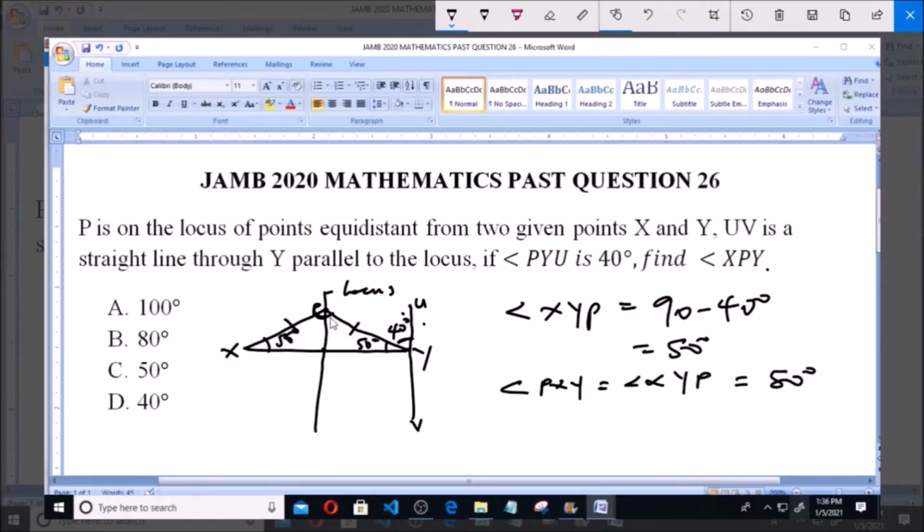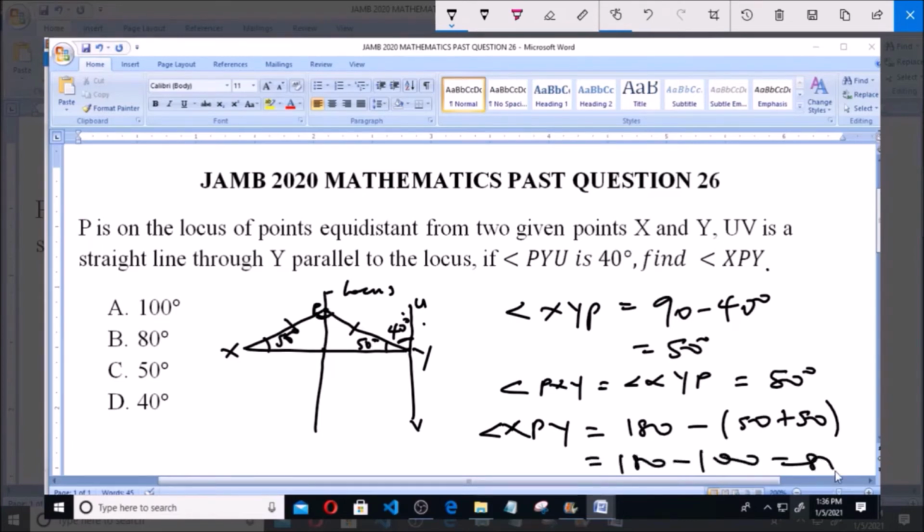Now to get this angle, angle XPY will definitely be equal to 180 minus 50 degrees plus 50 degrees, because the sum of angles in a triangle is equal to 180. And since here is 50, here is 50, to find here, we just simply add these and subtract from 180. And that is equal to 180 minus 100, and that is equal to 80 degrees. So angle XPY is equal to 80 degrees, which is option B.